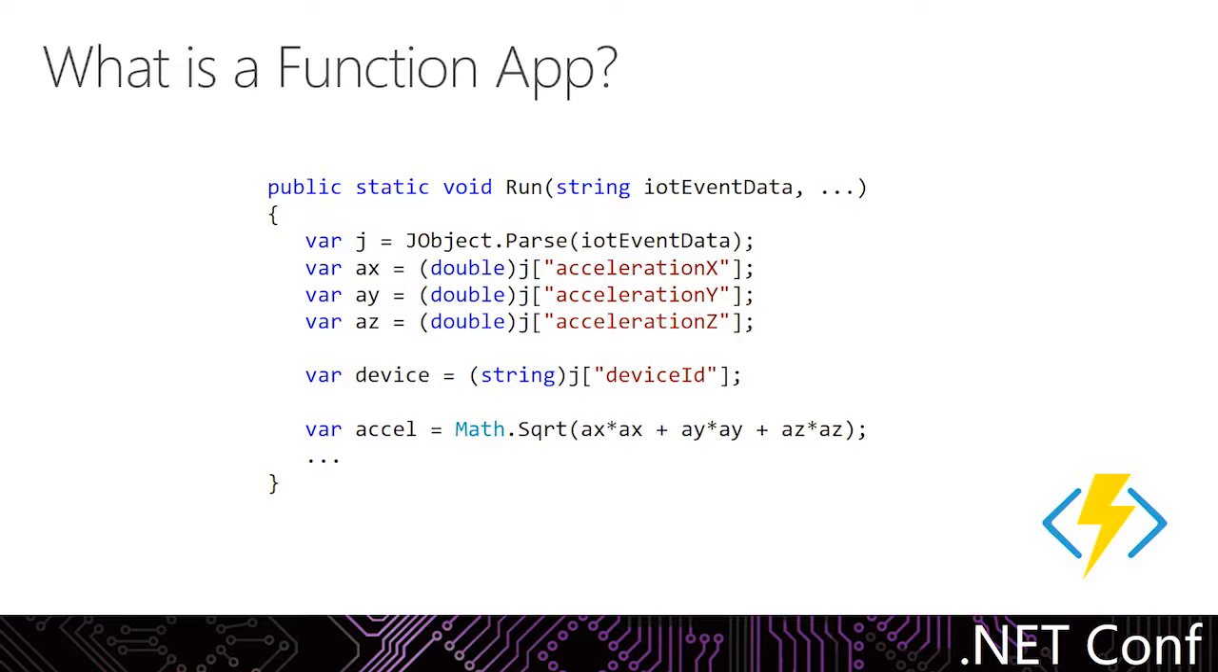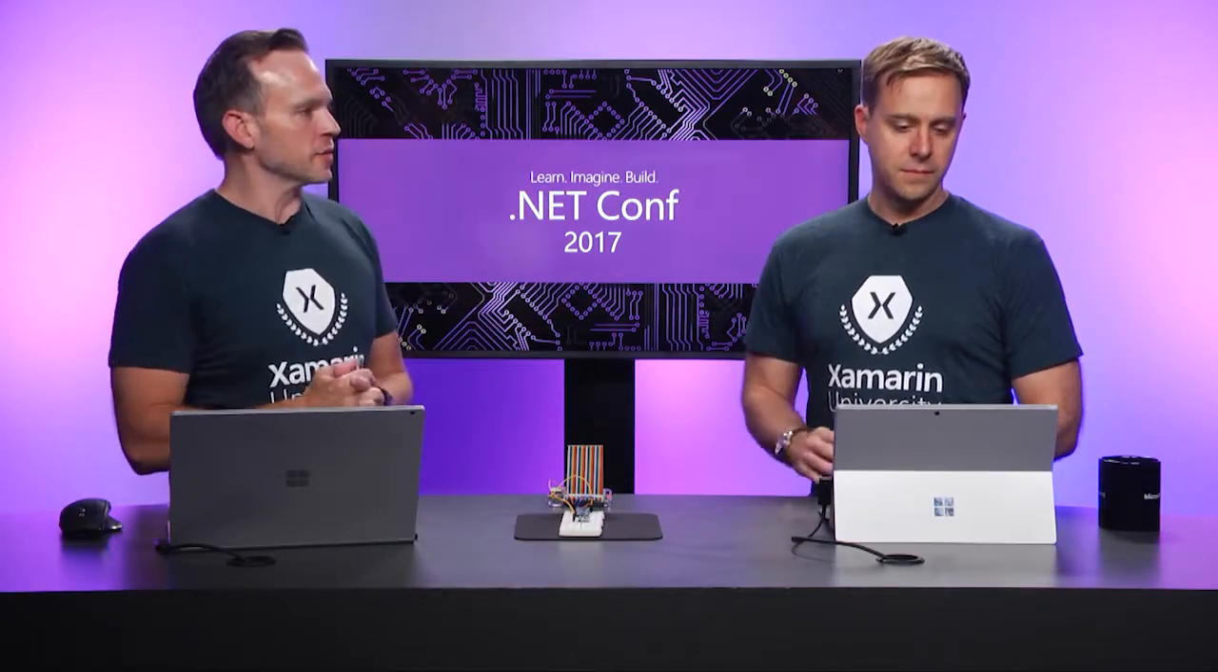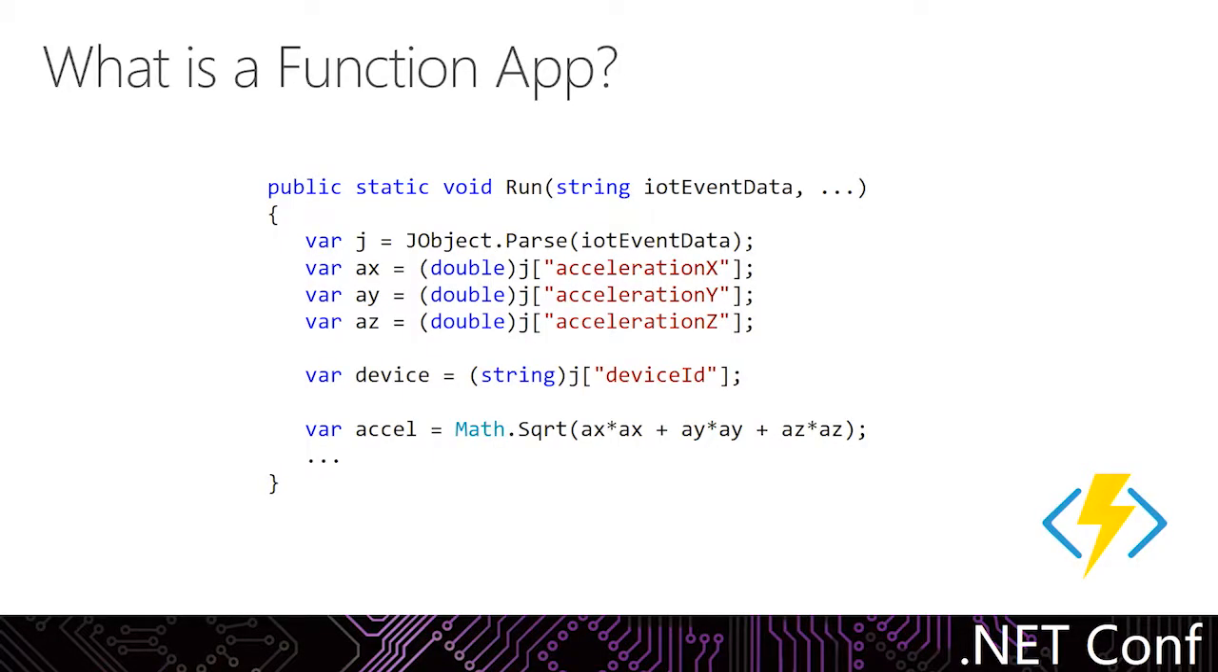We just write a function, and it calls run and does some work for us. So it's kind of like static void main. It's almost like a console app, but it has access to... I see your event data coming in there. So yeah, absolutely. This is a really good indication here. We've got some input data on our function app, and again, we can do some processing. And you notice that it is C#.